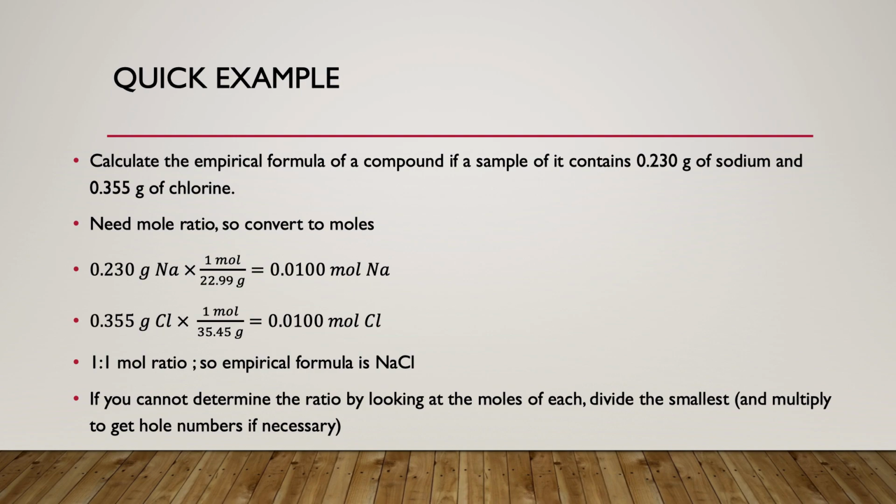Because remember, we don't want fractions for an empirical formula. Like we don't want NaCl 0.7 or something. So we need whole numbers for that ratio. And so if you get something where it's 1 mole of an element compared to 2 moles of another, compared to 1.5 of the third element, well, that 1.5 is not a whole number. So rather than rounding it, what we'll do is multiply all of those values by 2 in that case.